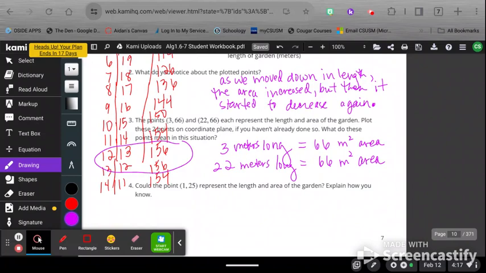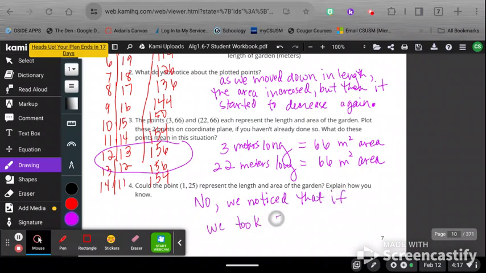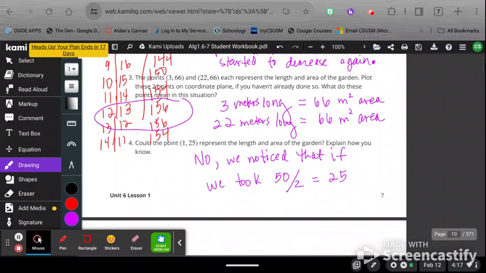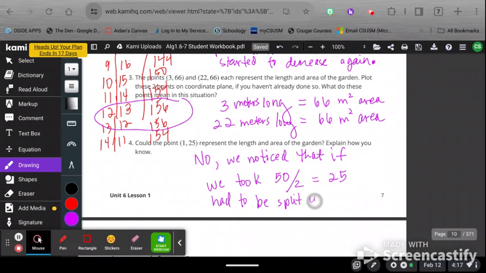Could the point (1, 25) represent the length and area of the garden? Explain how you know. No, we noticed that if we took 50 and divided it by 2, that the 25 had to be split up for length and width. So it couldn't be that 1 and 25 were our length and width, because that would total 26. So (1, 25) does not work.